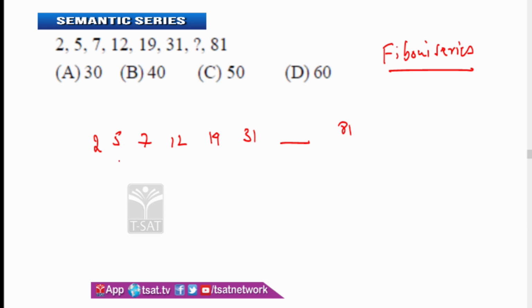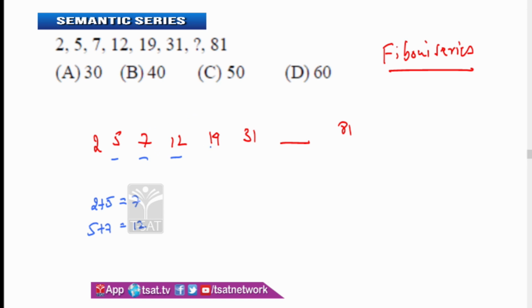In Fibonacci series, we need to add the first two numbers. That is, to get this 7, we have to add 2 and 5. So 2 plus 5, you got 7. In the same way, to get the next number, that is 12, we have to add 5 and 7. So 5 plus 7, then you will get 12. So you will get the next number.